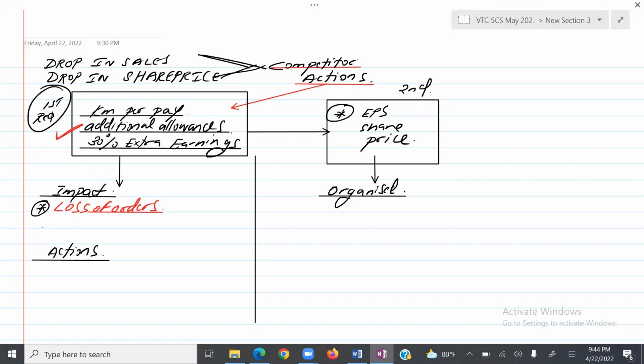Students, you are the finance manager. This is a board discussion. If I give the answers, then on exam day you will find it very difficult. So you need to come up with your own points.